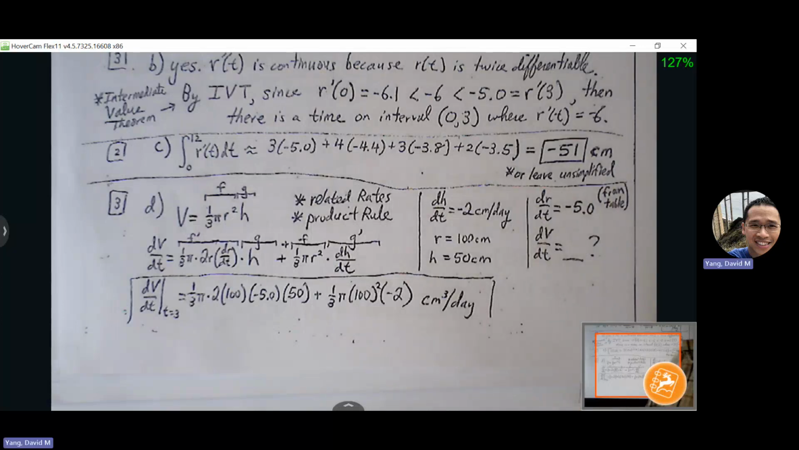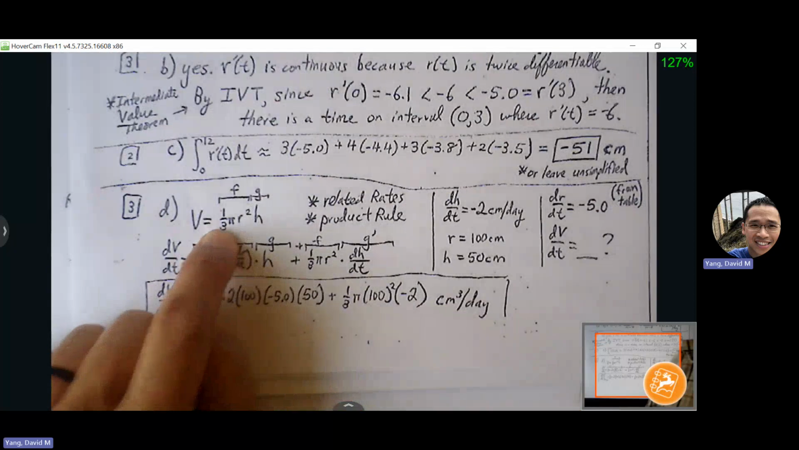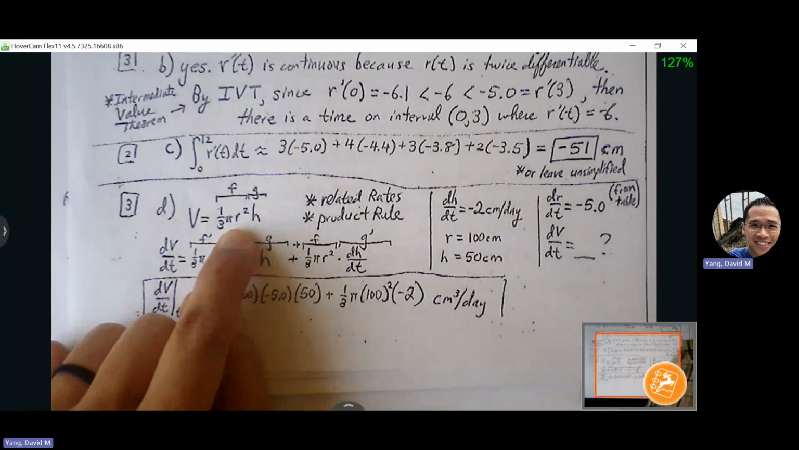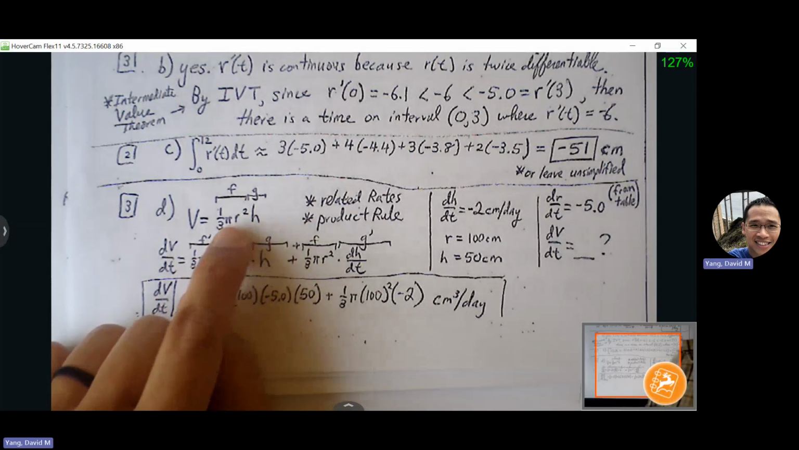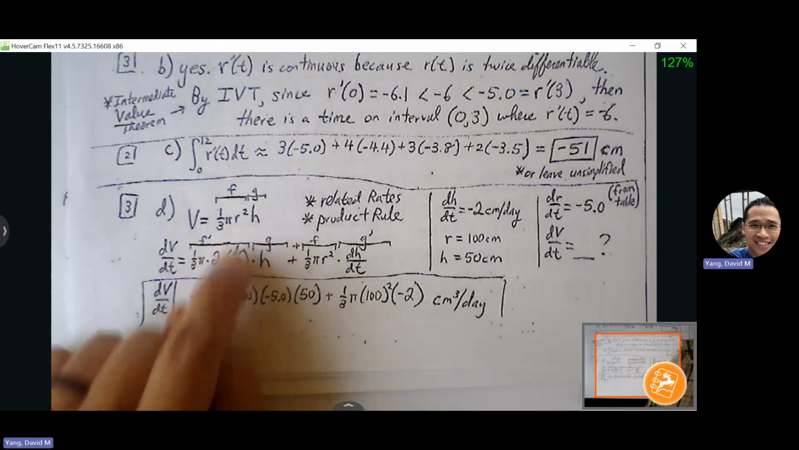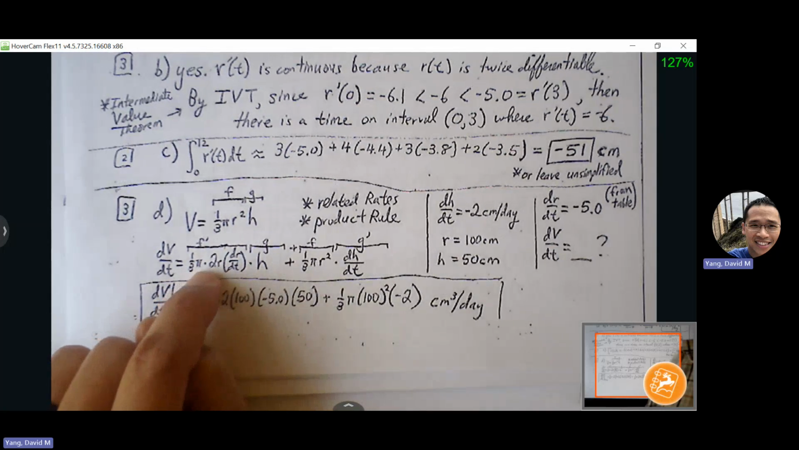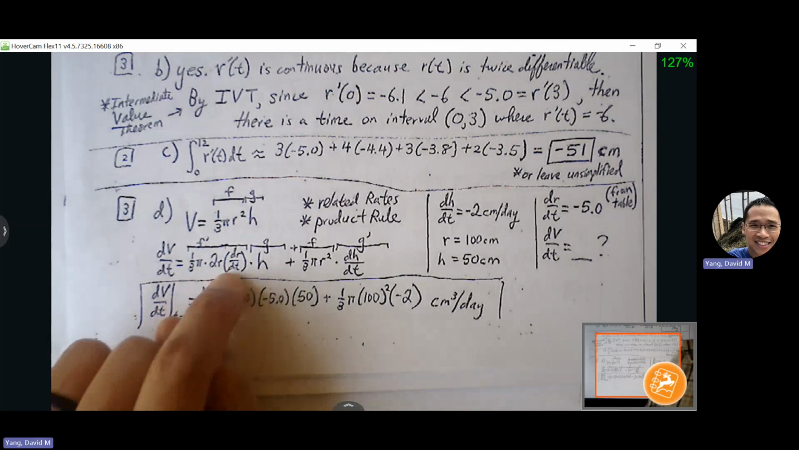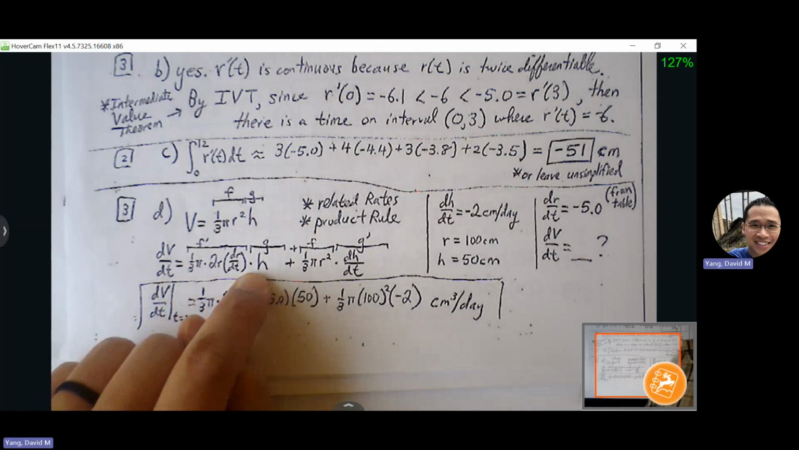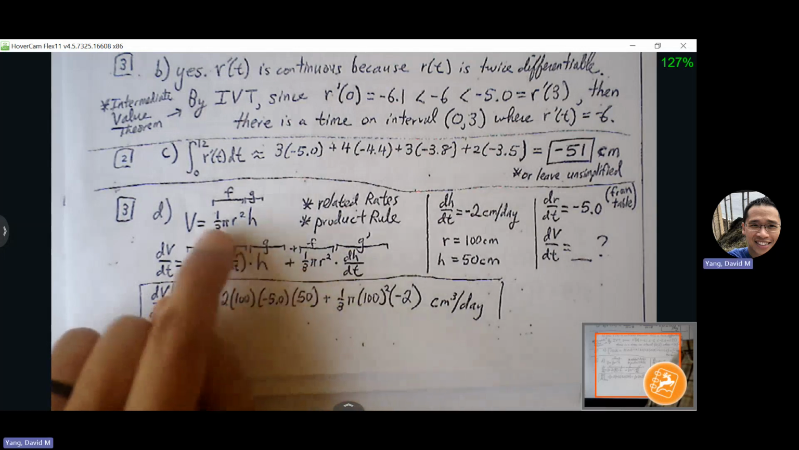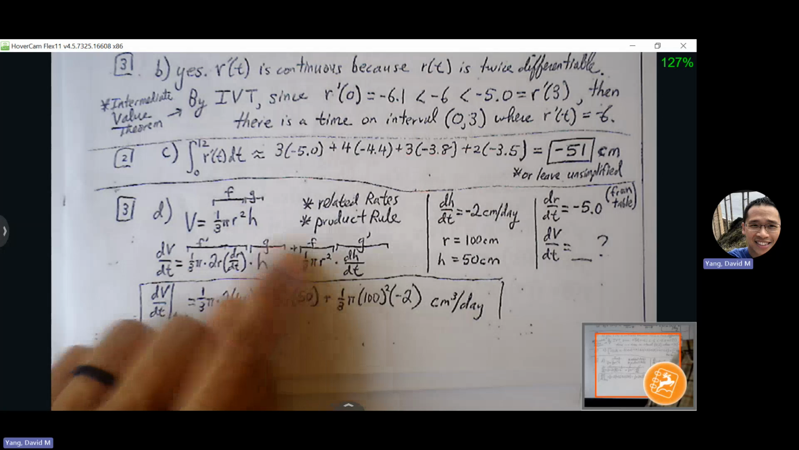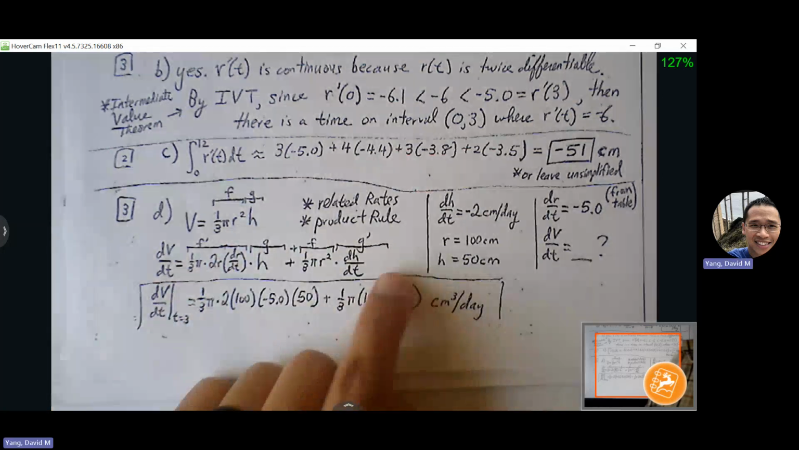And we have to find the derivative. Notice that there are two variables at play, the r and the h, so we have to go through product rule. Product rule is f prime g plus f g prime. The derivative of 1/3 pi r squared will be 2/3 pi r times dr dt, and then the h will stay the same. Then back to f, 1/3 pi r squared, and then h's derivative is 1 times dh dt.